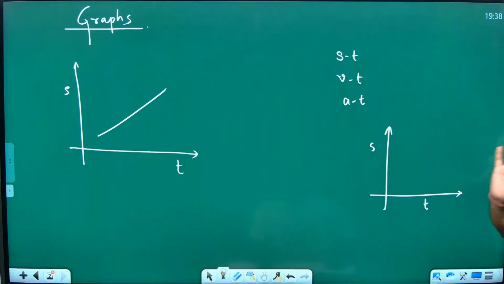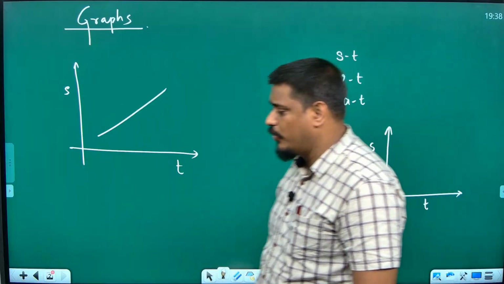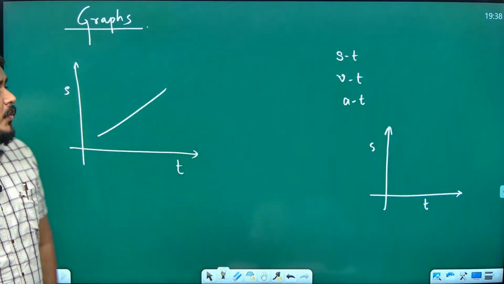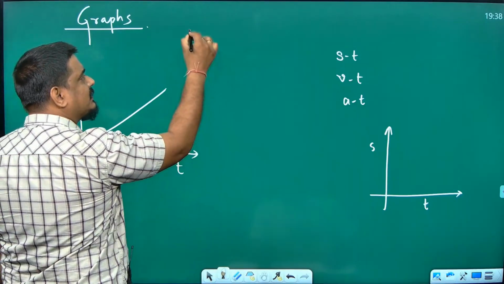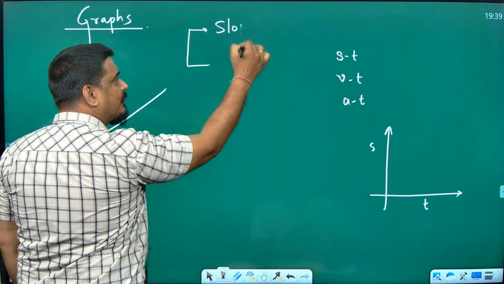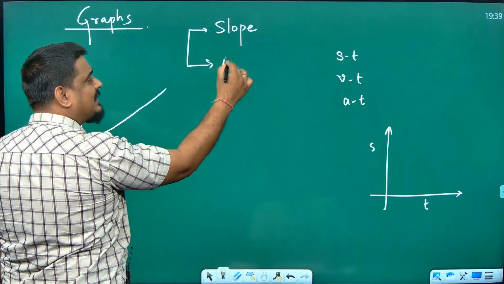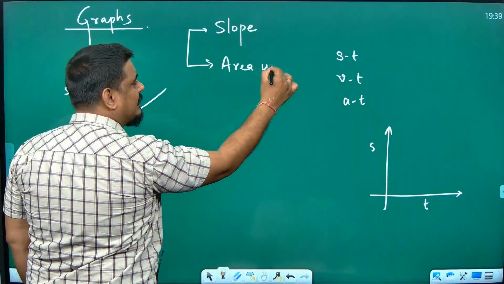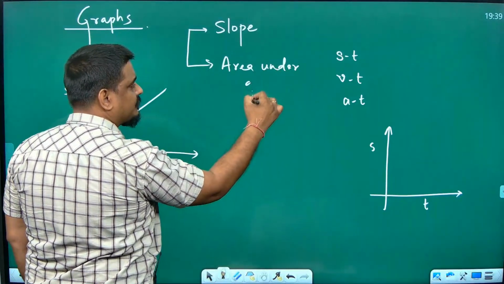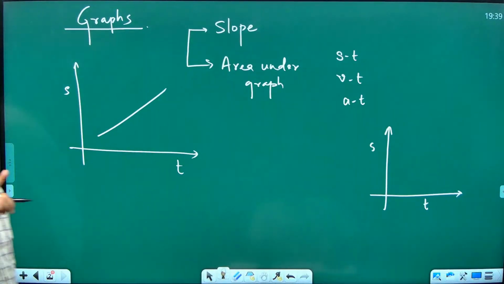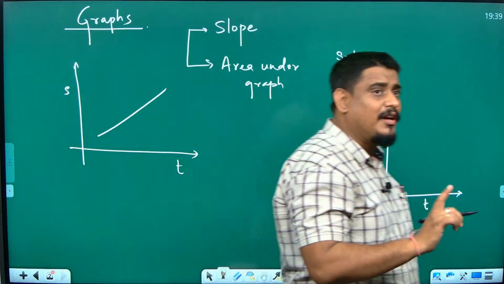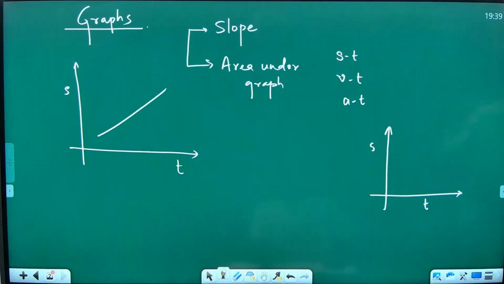Asking about this motion, my question to you, or my point now, is that we are going to bother about two things. One is the slope of the graph. Next is the area under the graph. Slope of the graph and area under the graph are two parameters about which we are going to be worried.